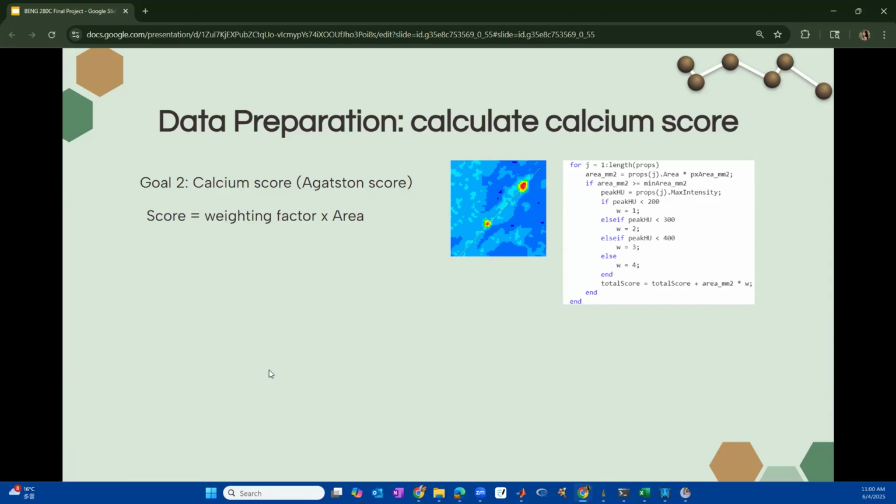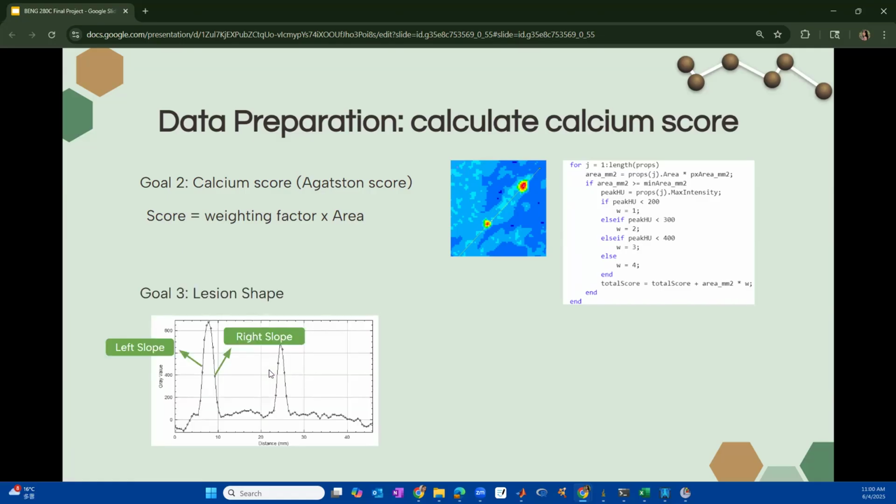Then our final step before model training, we look at the shape of the lesion more closely. To do that, we draw a line across each lesion and plot the intensity profile along that line. When you see a peak in this plot, it means the calcium signal. If the value goes negative, that means we're in a dark area, like no visible lesion there.